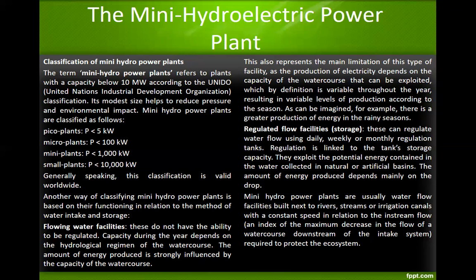So it is a design based on the usage, which by definition is variable throughout the year, resulting in variable levels of production according to the season. As can be imagined, for example, there is a greater production of energy in the rainy season. Regulated flow facilities, storage. This can regulate water flow using daily, weekly, or monthly regulation tank. Regulation is linked to the tank's storage capacity.